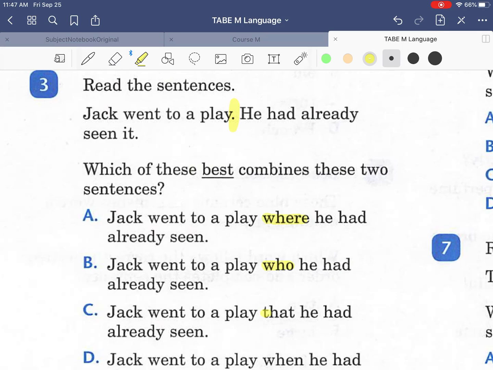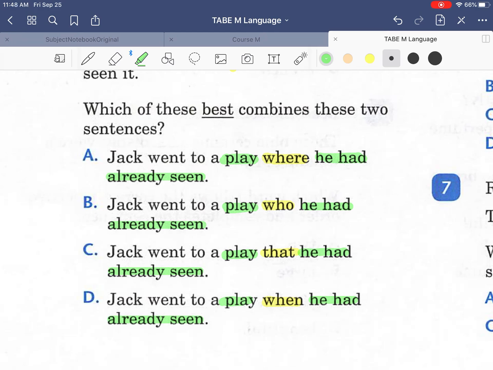There's a where, a who, a that, and a when. So what is being related? The play is related to he had already seen. Those are the two parts that I need to connect. So look at the word play. Is play a where, a who, a that, or a when? A play is a thing. It's not a person, so we call it a that. Jack went to a play that he had already seen. The relative pronoun that we're looking for is right here.